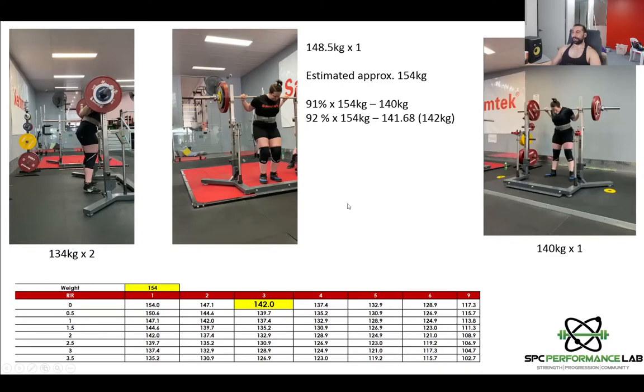But then when I looked at this 140, this moved pretty easy. So I think this 140 single moved a lot easier than this 134 for a double. As I said, some people might not be so good at doing multiple reps, and they might be better at doing singles, and then vice versa. So I'm going to take different bits of evidence so I can formulate what that opener attempt is going to be.